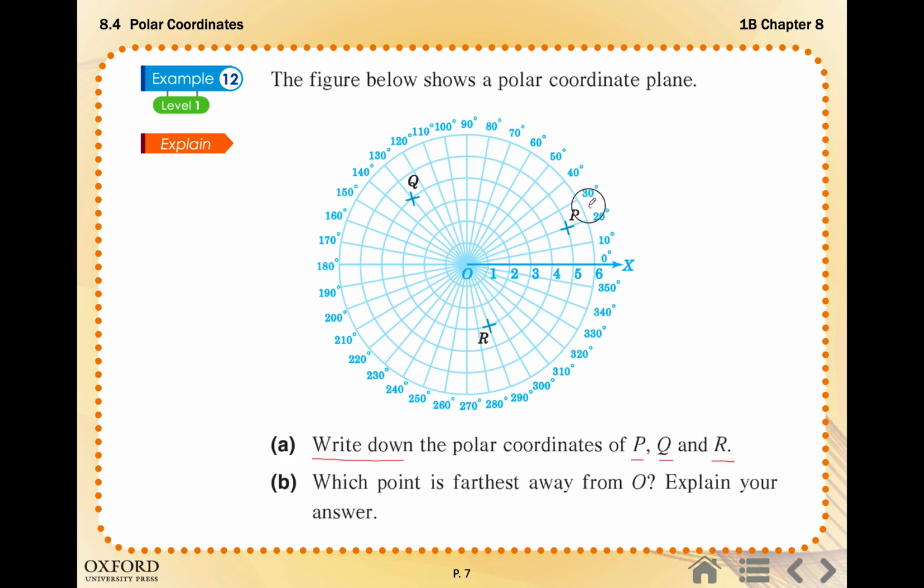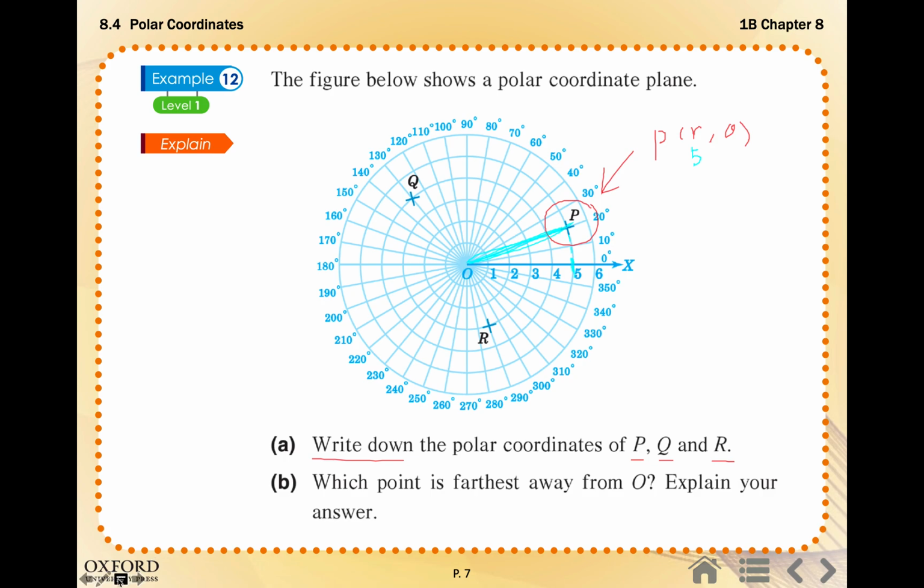First of all, we look at the point P. Remember, we have to represent the polar coordinates by r and theta. Let's look at r first. That means the radius vector. For r, we can read in this way. That means the length of OP. The length of OP, I can read here from the polar axis. That is 5. That's why r equals 5.